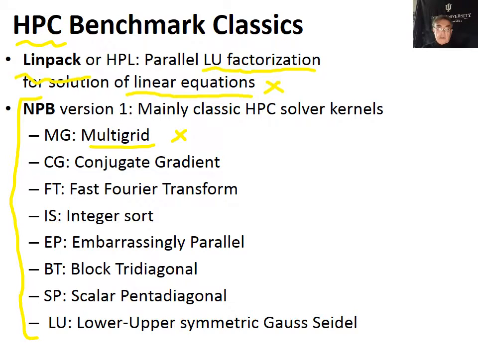Most of them are sort of typical solvers. Multigrid is a solver. Conjugate gradient is a very important solver. Fast Fourier transform is a solver/algorithm. Integer sort is an algorithm. This one is a little different. It's the so-called pleasingly parallel.